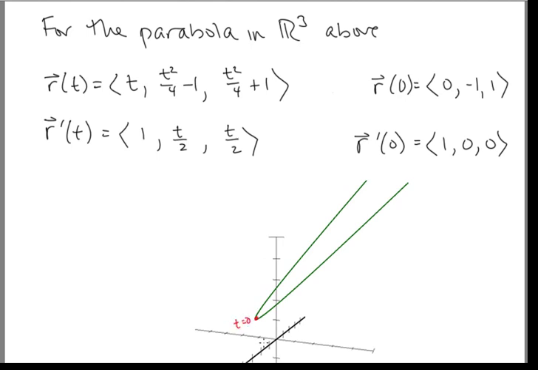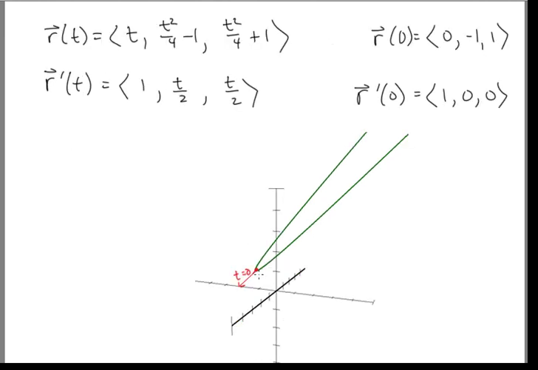That's when t is equal to 0. And what's r prime of 0? R prime of 0 is 1, 0, 0. And that's our tangent vector to the curve at that point. So starting with negative t values, our curve is coming from the back, turns at this point, and comes back forward. And at that turning point, its direction is 1, 0, 0.